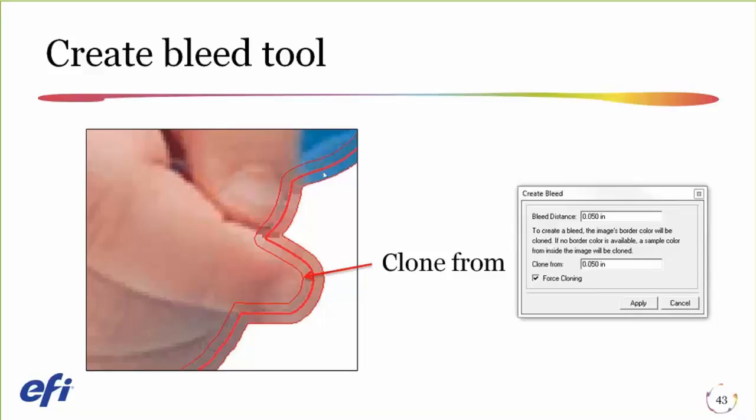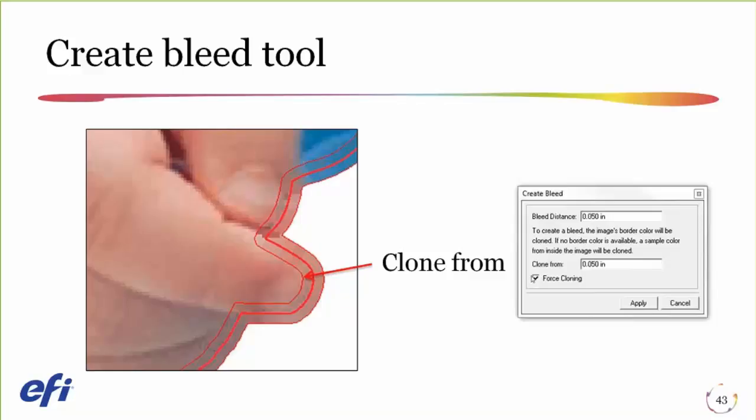The cut path is not perfect. If I did a very small clone from factor, it might actually grab those white pixels. Well, I want to go far enough in so I'm actually in image detail. And then bleed distance: how far out do we want to bleed?